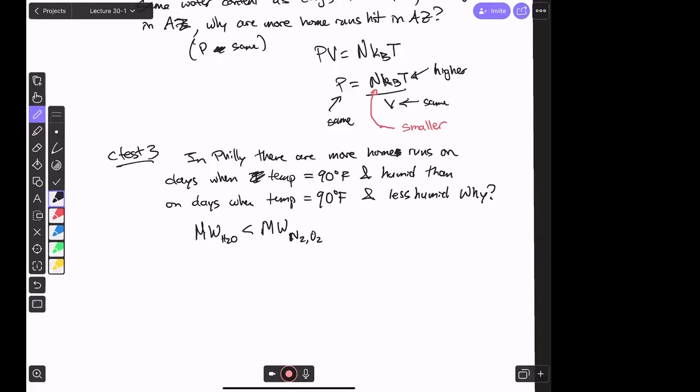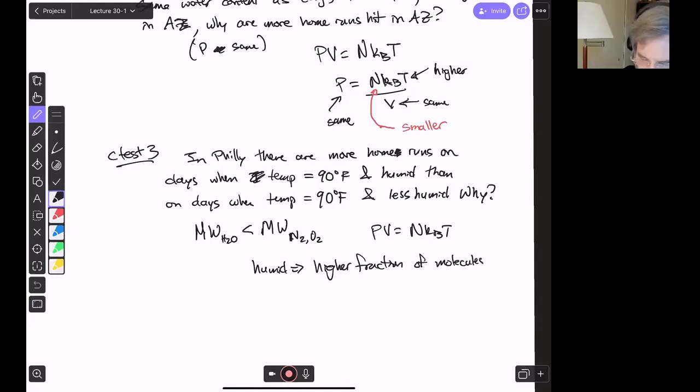So in this case, when we write PV equals N k_B T, the pressure, the volume, and the temperature are all the same. So that means that the total number of molecules in the stadium is the same, but when it's humid, we have a higher fraction of the molecules that are water. And that has a molecular weight of only 18 compared to 28 for nitrogen and 32 for oxygen, which make up most of the air.